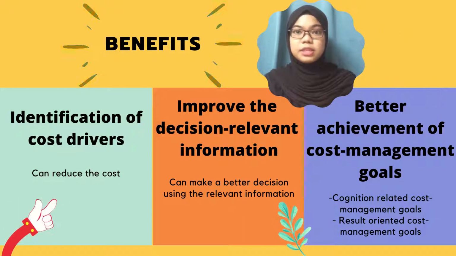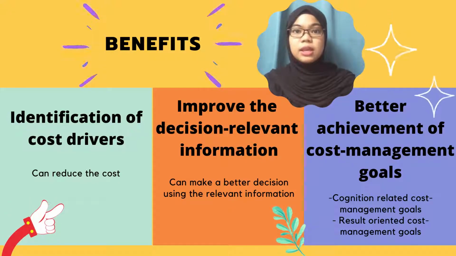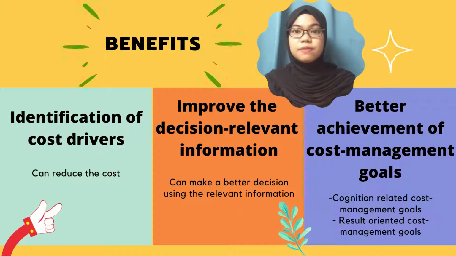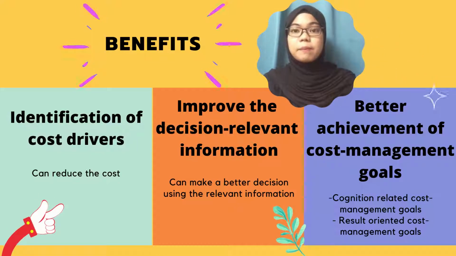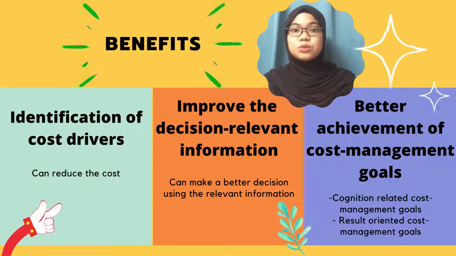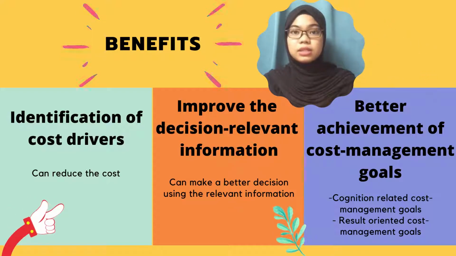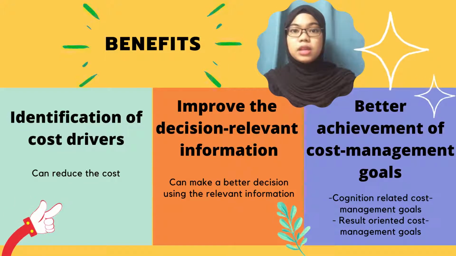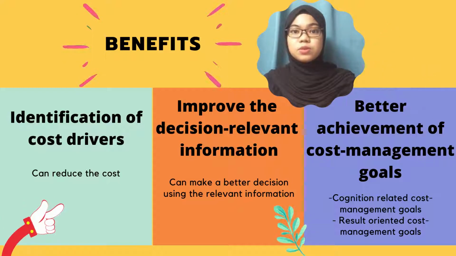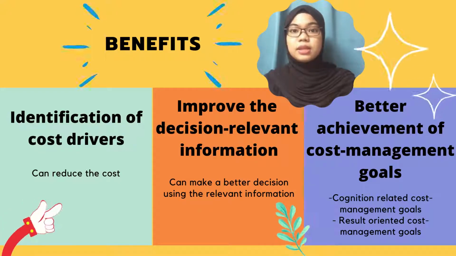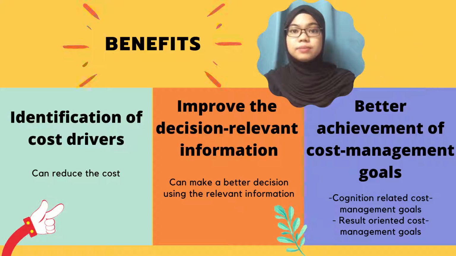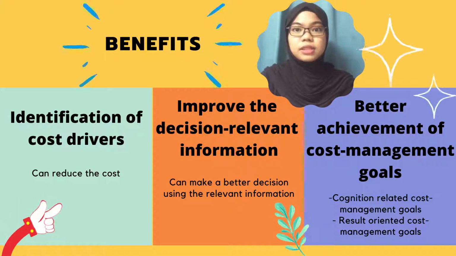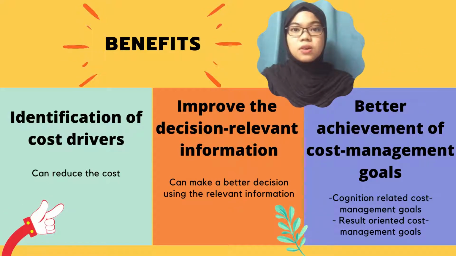Lastly, the implementation of life cycle costing can make the company achieve their cost management goals better than the company that does not implement life cycle costing. There are two types of cost management goals, which are cognition-related and result-oriented. The cognition-related management goals basically occur at the product design phase.